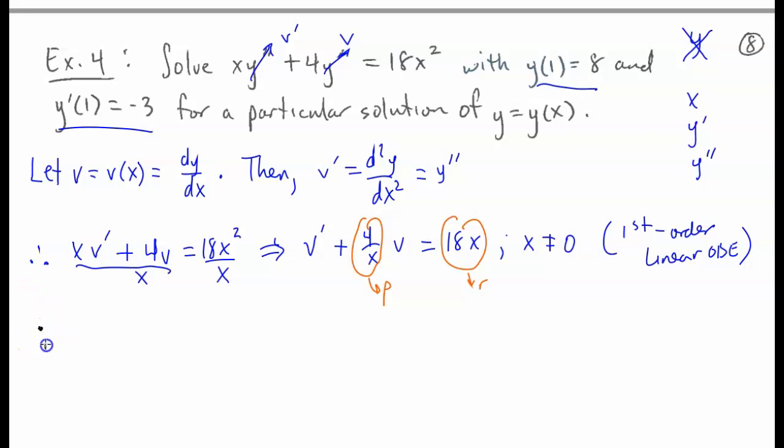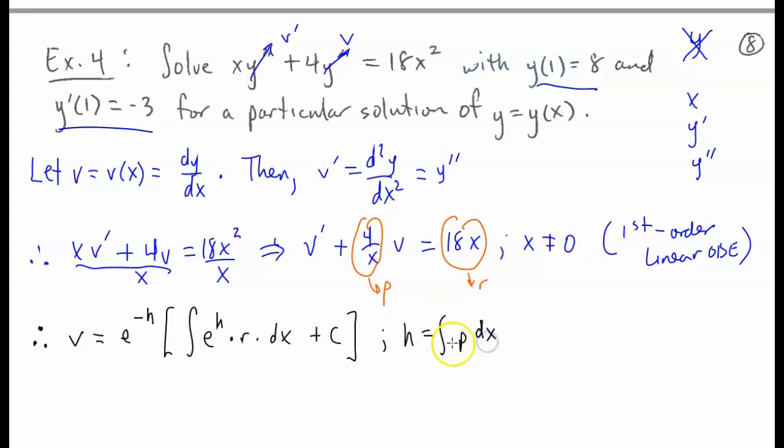So therefore, we know that v is going to be e raised to the negative h times all this on the inside here, integral of e raised to the positive h times r times dx plus integration constant, all on the inside, okay? And here we know that h is going to be the integral of p dx. And again, this h here is like a middle step so that we can find out what our integrating factor is, which is actually e raised to the h.